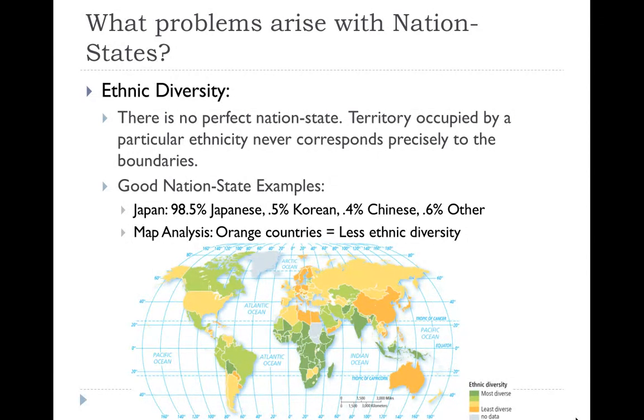Like we said, the good examples of nation states we see, I talked about Japan earlier, 98.5% of people are Japanese, and you can see the other percentages make up very small minorities of people that live there. And you can kind of see with this map here, the countries that are orange are less ethnically diverse, and so they are closer to being nation states, although they are not perfect nation states either way.